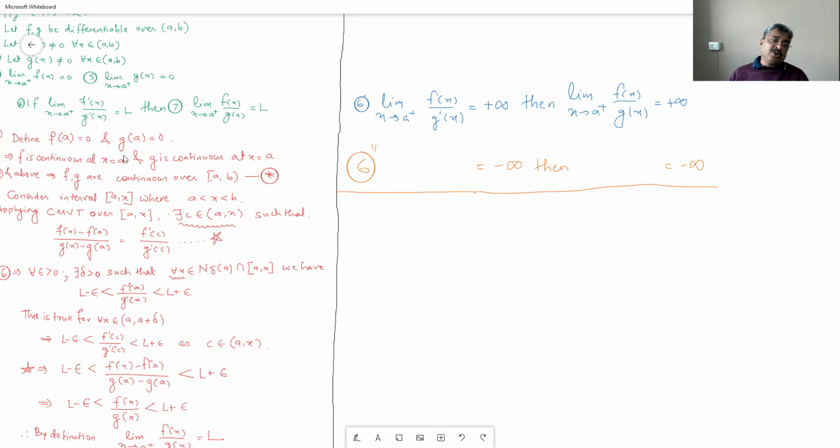So basically 0 upon 0, there are 3 sub proofs. One when it is L, one when it is plus infinity, one when it is minus infinity. So we have written one out of it. Now what we are going to write is L'Hopital for infinity upon infinity.